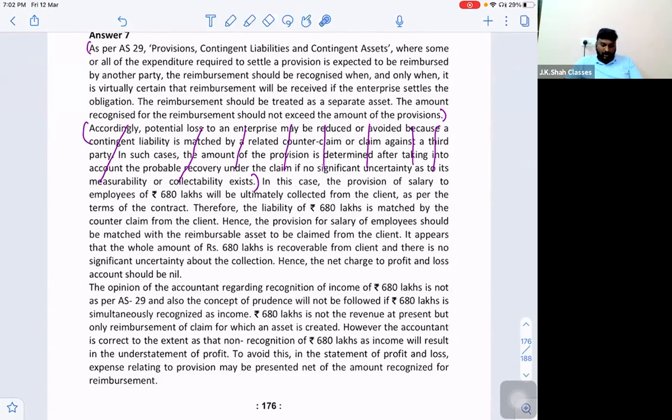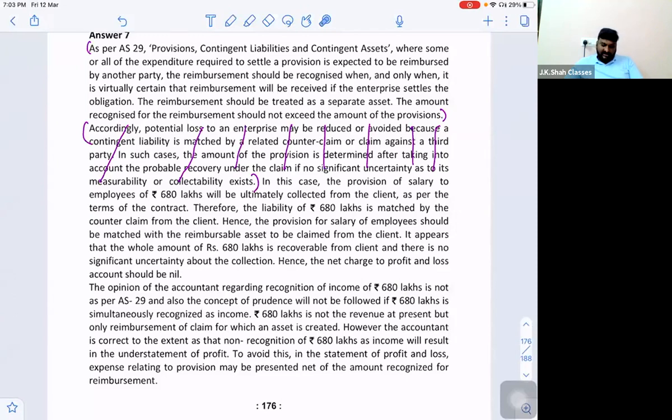It appears that the whole amount of 680 lakh is recoverable from client, and there is no significant uncertainty about the collection. Hence, the net charge to the profit and loss account should be nil, because you will debit the provision and from there you will subtract the reimbursement claim. The opinion of the accountant regarding recognition of income of 680 lakh is not correct as per AS 29 and also not as per the concept of prudence.